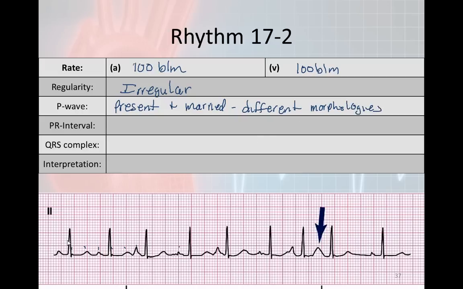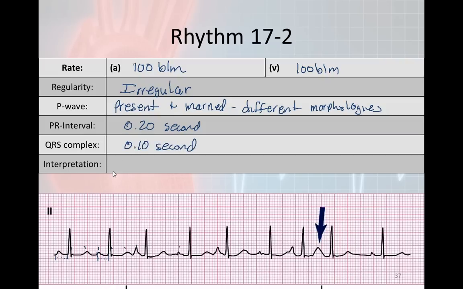The PR interval, well, let's start down here. It starts right about here, 1, 2, 3, 4.5 maybe. What is this one? Starts about here, ends about here, 1, 2, 3, 4, 5. Oh, see, that's about 0.2. So we'll just go ahead and say 0.20 second, which is on the long side of normal, but it is still normal. The QRS complex looks to be about 0.10 second.